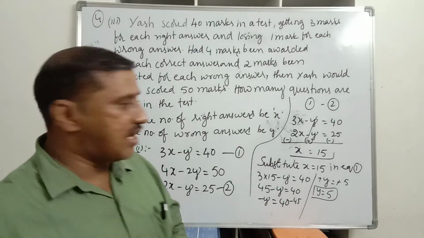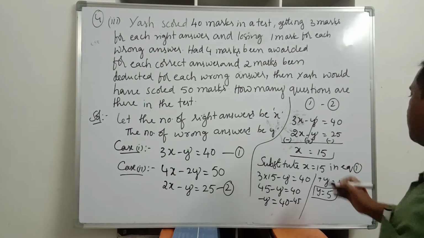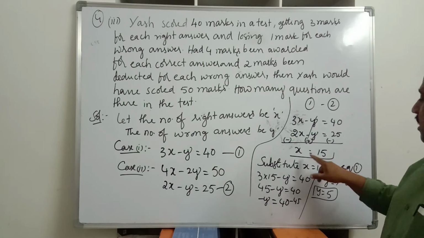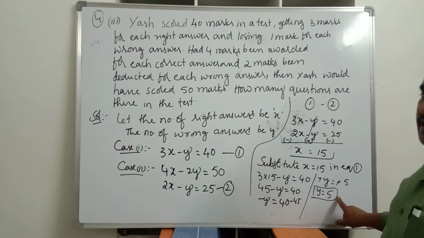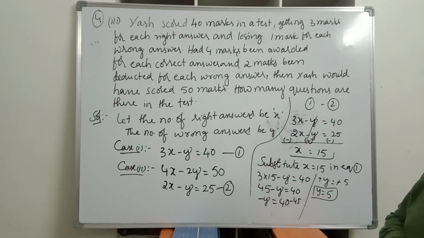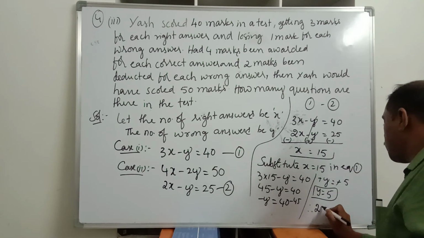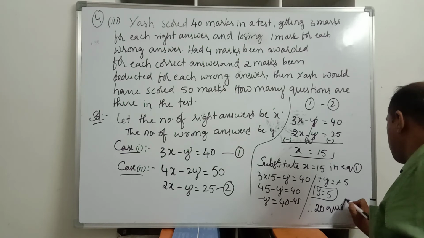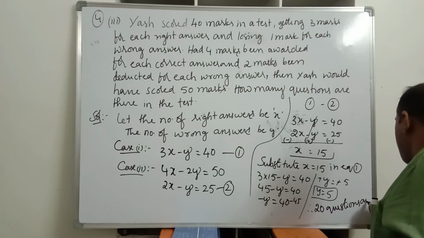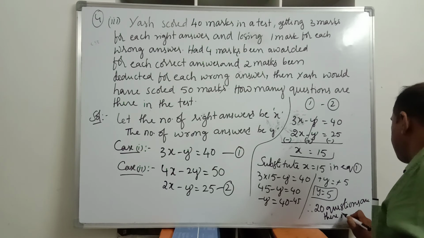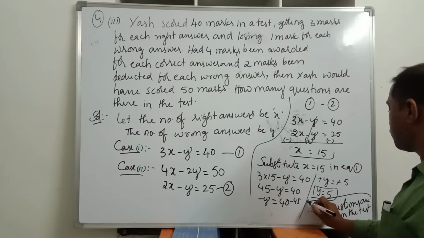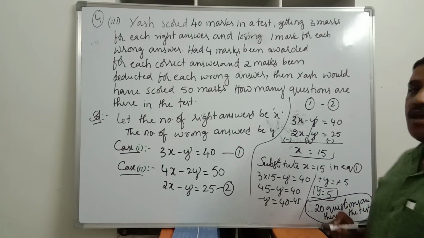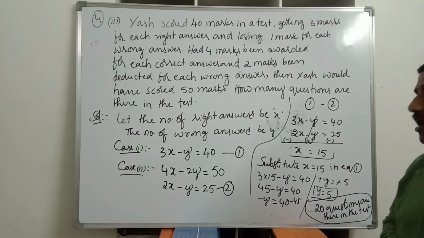What is y? Wrong answers. What is x? Correct answers. So how many questions have correct answers? 15. Questions with wrong answers, 5. So how many total questions are there? 15 plus 5, that is 20. Therefore, 20 questions are there in the test altogether, which includes both questions with right answers and questions with wrong answers.